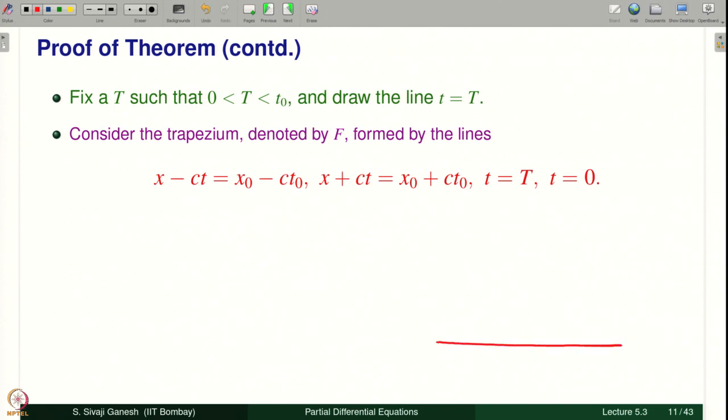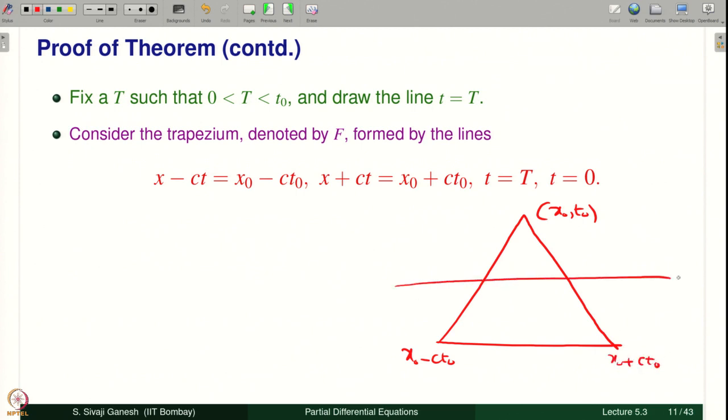Recall the point x naught, t naught, x naught minus C t naught, x naught plus C t naught. Draw this line t equal to t. So, we get a trapezium which is formed by the intersection of all these lines, that is this part, let us call it F.